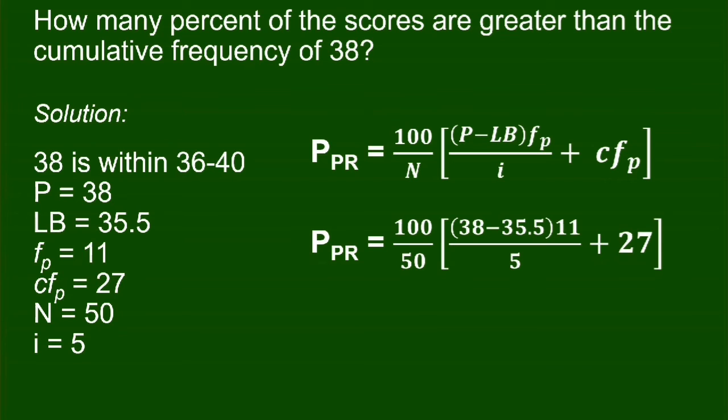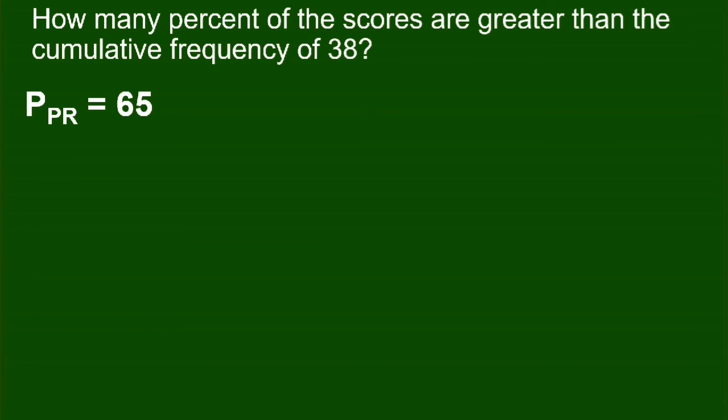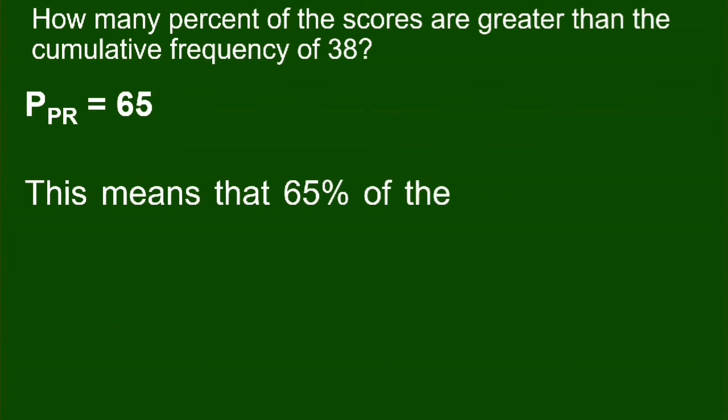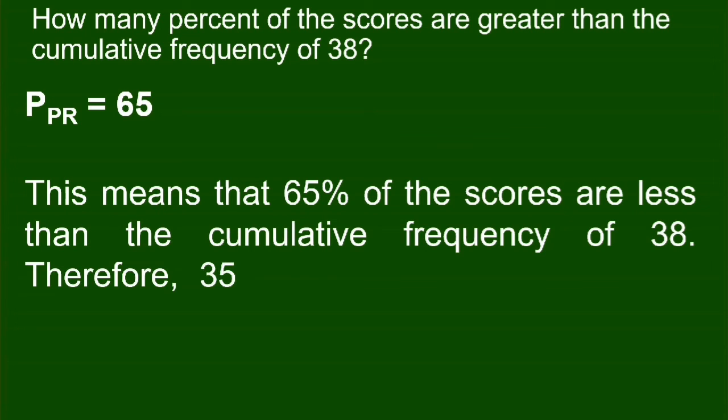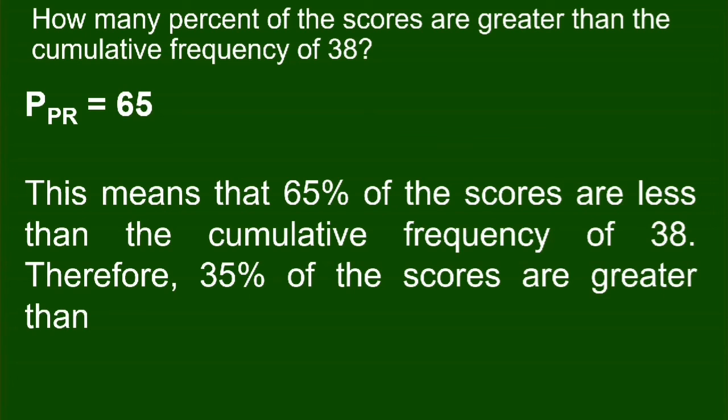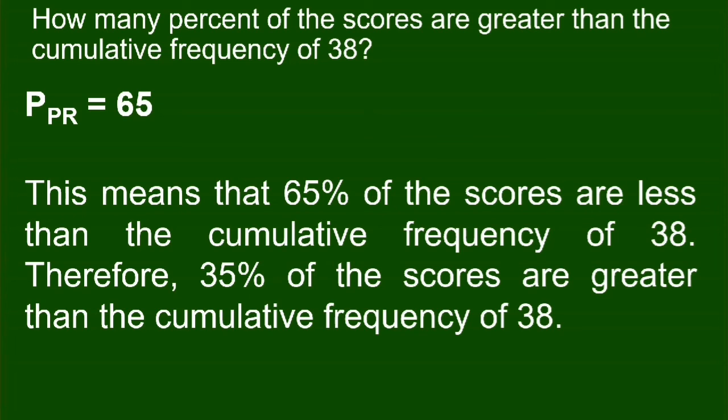Substituting the given values, we have percentile rank equals 100 over 50 times the quantity 38 minus 35.5 times 11 all over 5 plus 27. So, evaluating this, we will obtain a percentile rank of 65. Now, what does this mean? Since the percentile rank is equal to 65, this means that 65% of the scores are less than the cumulative frequency of 38. Therefore, 35% of the scores are greater than the cumulative frequency of 38.